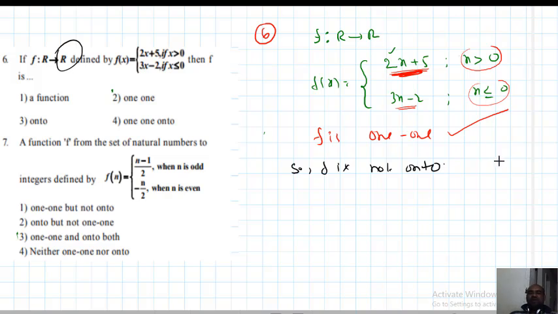Okay, f is one-one but not onto. Now I want the right answer: the function is correct, one-one is correct, onto is wrong. I will go with option 2. This was the 6th question.